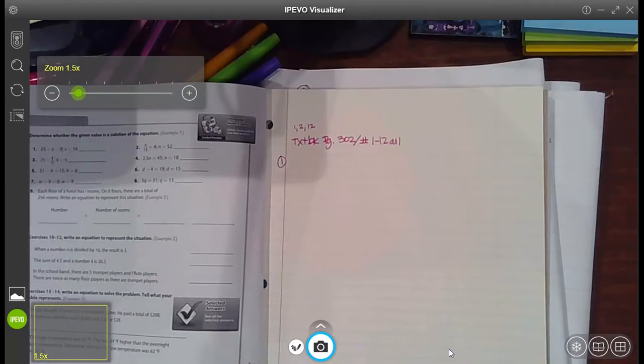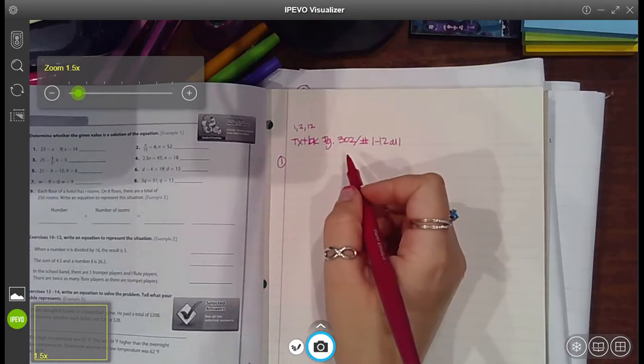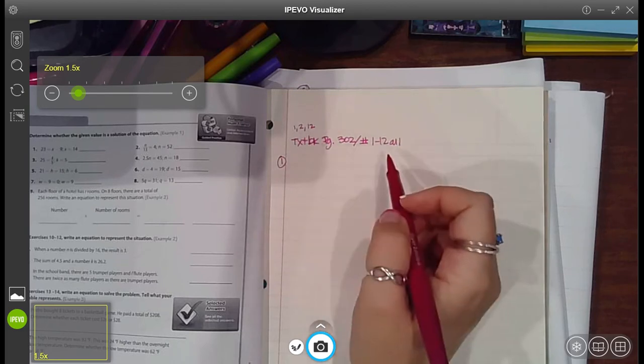Hello, my little mathematicians. I'm going to help you get started on your homework of textbook page 302, 1 through 12 all. Again, remember to please show your work on a separate sheet of paper. I'm going to do numbers 1, 2, and 12 with you.